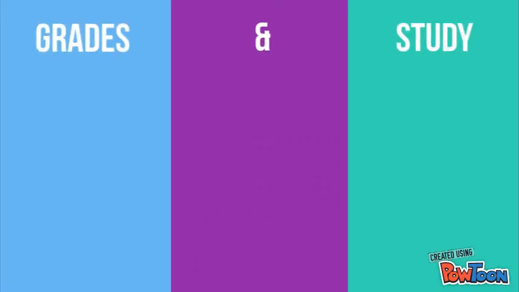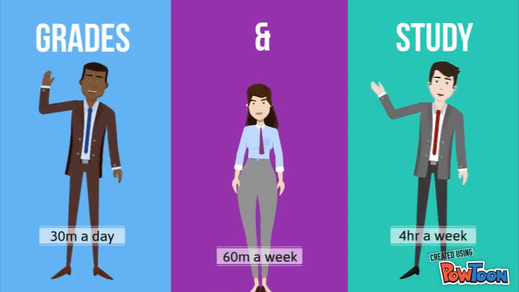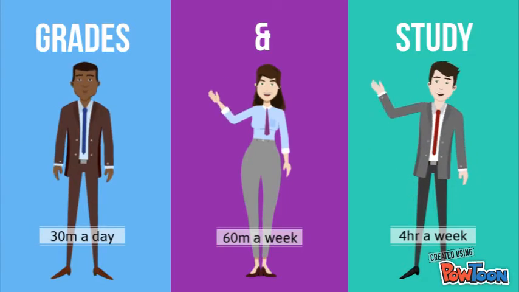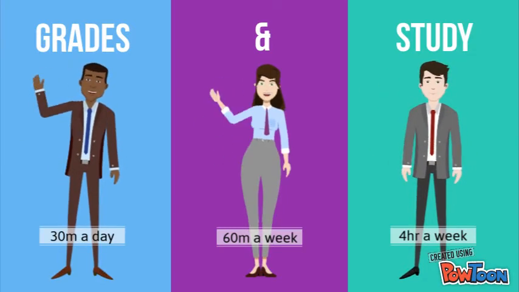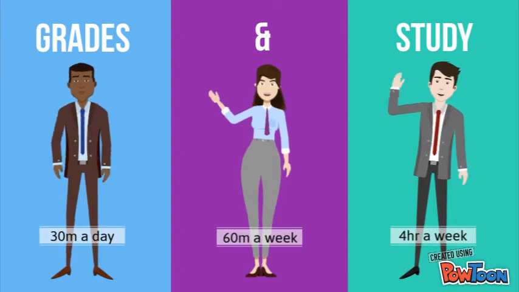Hypothesis is that students who study for their research class at least 30 minutes every day get better exam grades than those who study for 4 hours on one day. What is the independent variable? The time spent studying. What is the dependent variable? Exam grades.